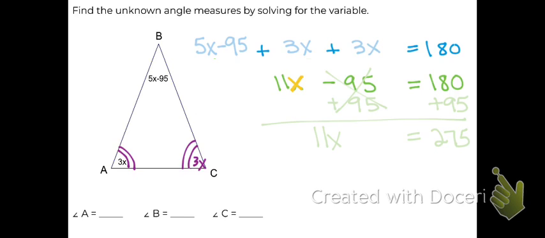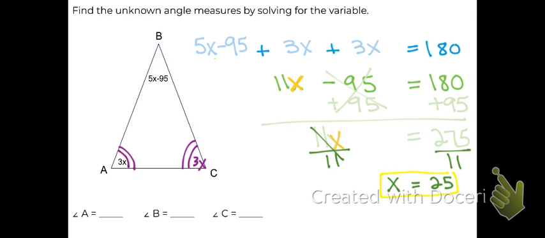Now I want to solve for x, but it's being multiplied by 11, so I'm going to divide both sides by 11. Because anything divided by itself is 1, so I'm left with 1x equals 275 divided by 11 is 25. So now I know what x is.